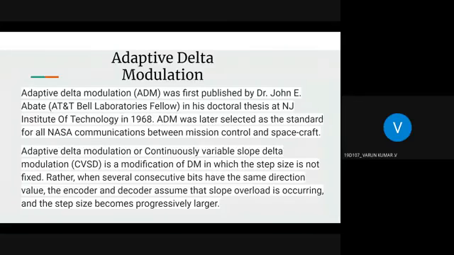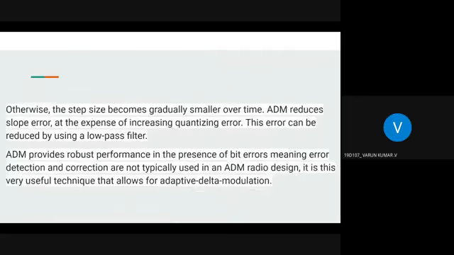Adaptive delta modulation, or continuously variable slope delta modulation, is a modification of the modulator in which the step size is not fixed. Rather, when several consecutive bits have the same direction value, the encoder and the decoder assume that slope overload is occurring and the step size becomes progressively larger. Otherwise, the step size becomes gradually smaller over time.